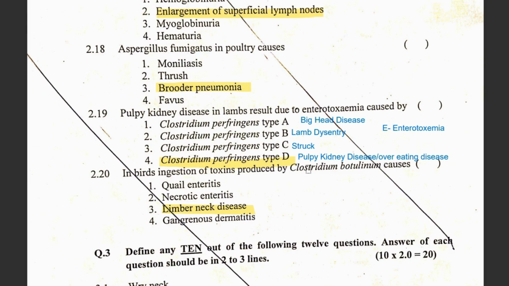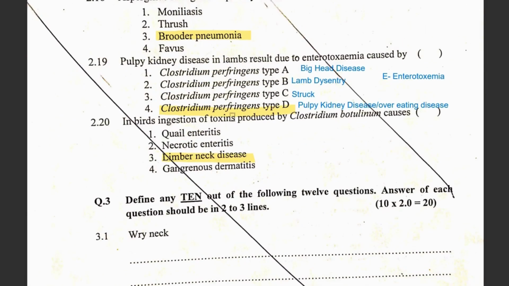Clostridium type D causes pulpy kidney disease, or we can also say overeating disease. Type C causes struck. Type B causes lamb dysentery. Type E causes enterotoxemia, and type A causes big head disease. Always remember what Clostridium perfringens types do, because these diseases are asked in MCQs as well as short notes. In birds, ingestion of toxins produced by Clostridium botulinum causes limber neck disease.